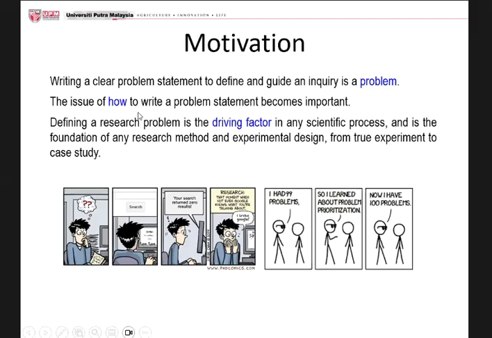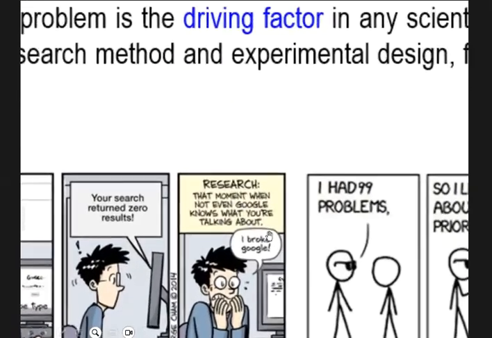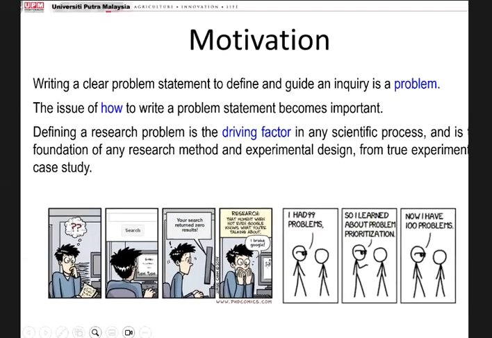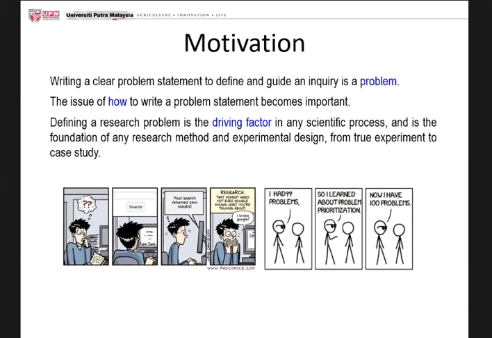So motivation: writing a clear problem statement to define and guide an inquiry. The issue is how to write a problem statement, which becomes important. Finding a research problem is the driving factor. I had 99 problems, so I learned about problem prioritization. Now I have 100 problems. But here, your search returns 0 results. Research: that moment when not even Google knows what you're talking about. So if you search and nobody's been doing it, that can help you.